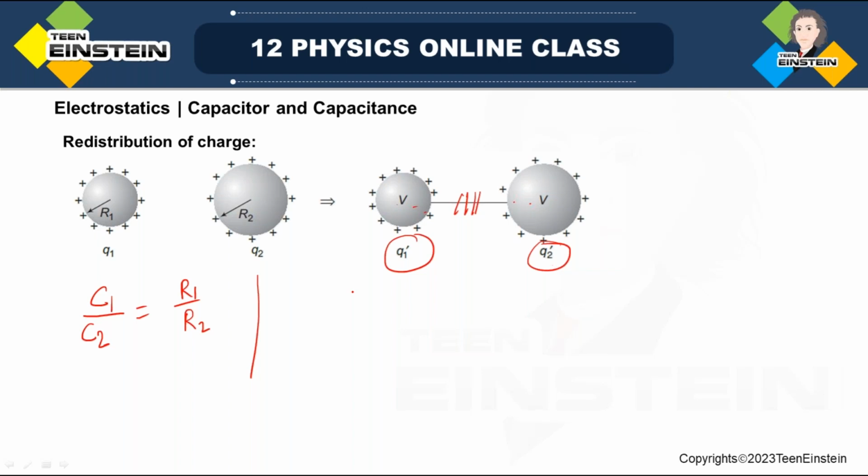So what will be the total charge actually? See, Q1 prime, the new charges, they got redistributed. So this is Q1 plus Q2, the total charge. We have to write it in terms of C1 and C2, and R1 and R2 also.